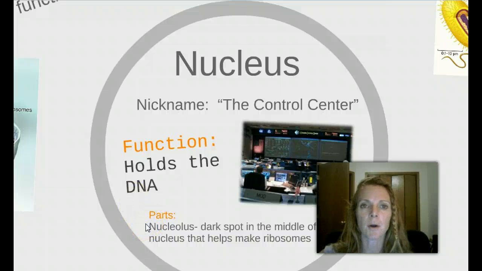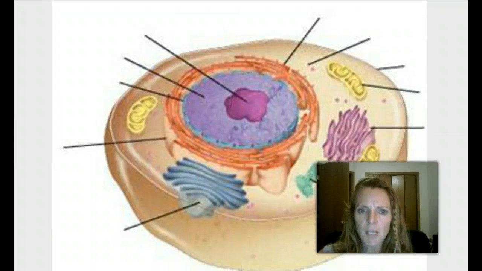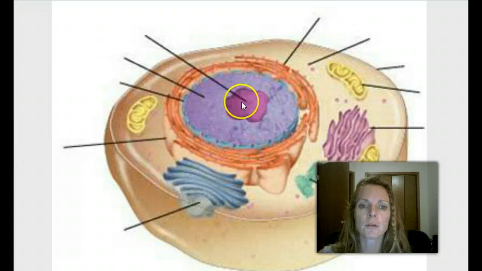The parts within the nucleus: you actually have a nucleolus, a dark spot in the middle of the nucleus that helps make ribosomes. You'll see that even when you're looking in a light microscope, you can actually see the nucleolus. So let's look at that in the cell. Not the greatest picture, forgive me, but here's the nucleus, and you can actually see the nucleolus here, in the center of the cell.